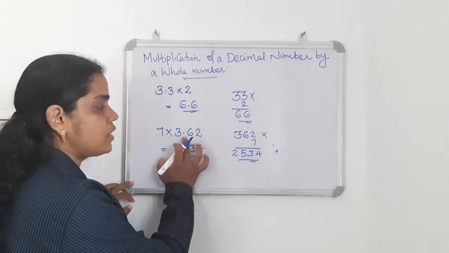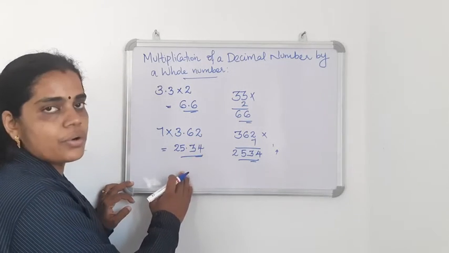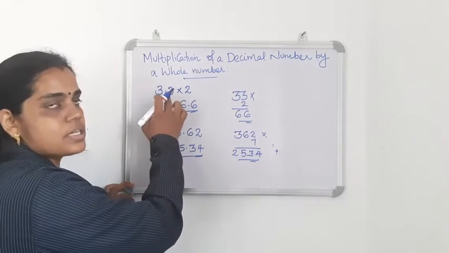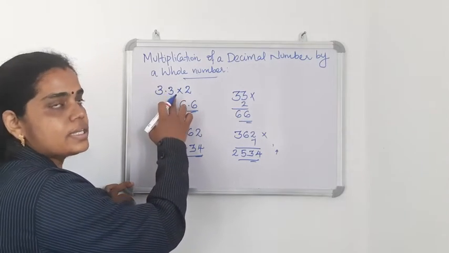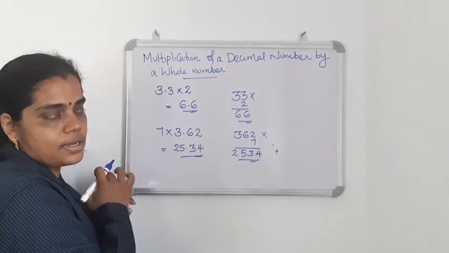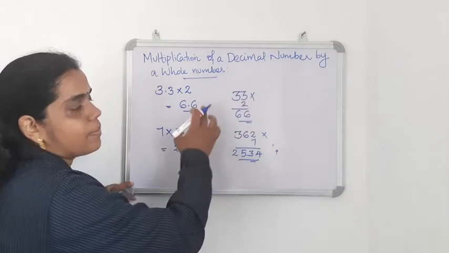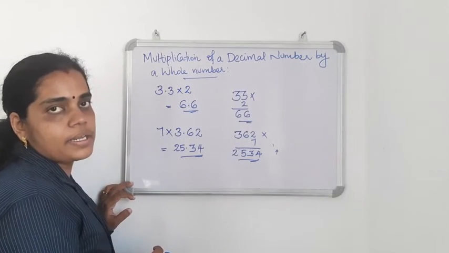25.34, because after the point here two digits are there. So from the right we need to count two digits. In the first question, after the point only one digit is there, so we need to count one digit from the right. Okay, clear? So this is decimal number by whole number multiplication.